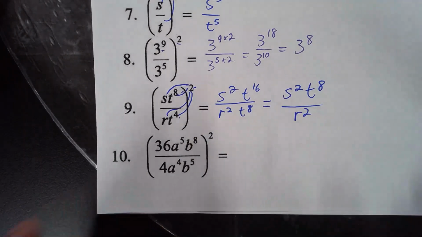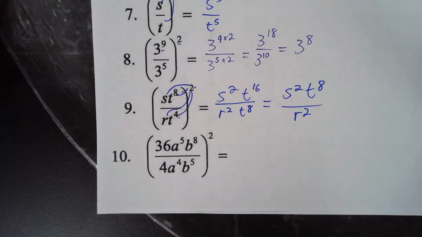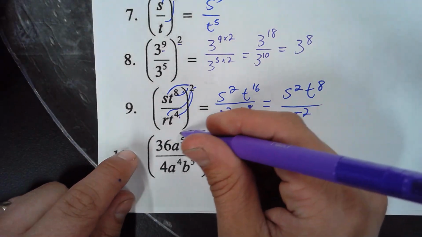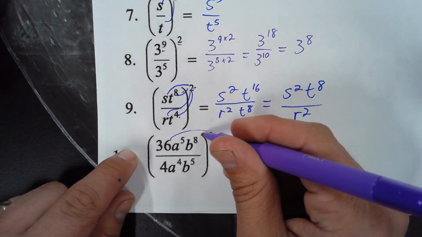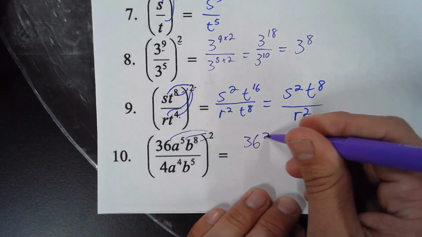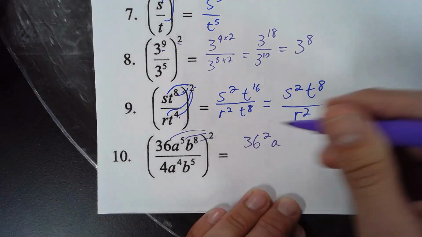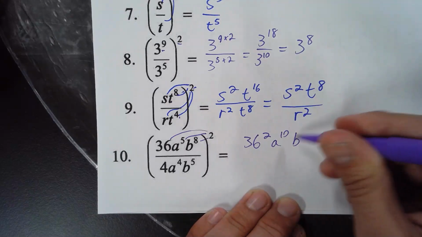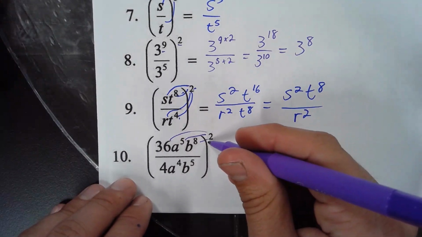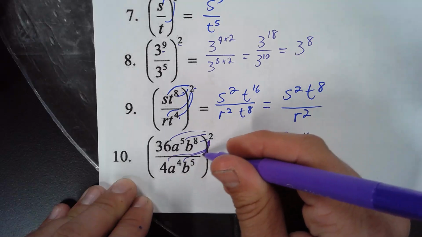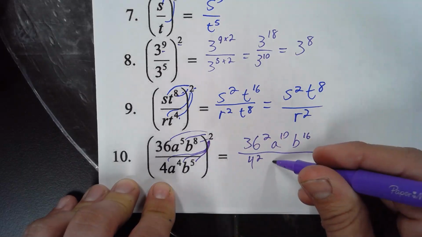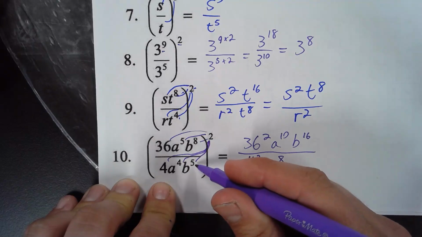So number 10, there's a few different ways to do that. My gosh, they made it difficult. Okay. So just real quick, just so you guys can see how it's done. That exponent is applied to everything on top. So I have 36 squared times 2 times 5 is 10. And then b to the 2 times 8 is 16. Divided by, well, that squared is also applied to everything on the bottom. So 4 to the 2nd power. And then 2 times 4 is a to the 8th power. B to the 5th, so 5 times 2 is 10.